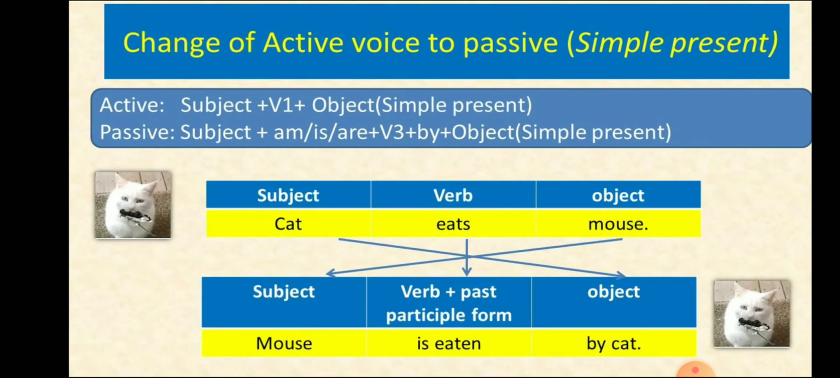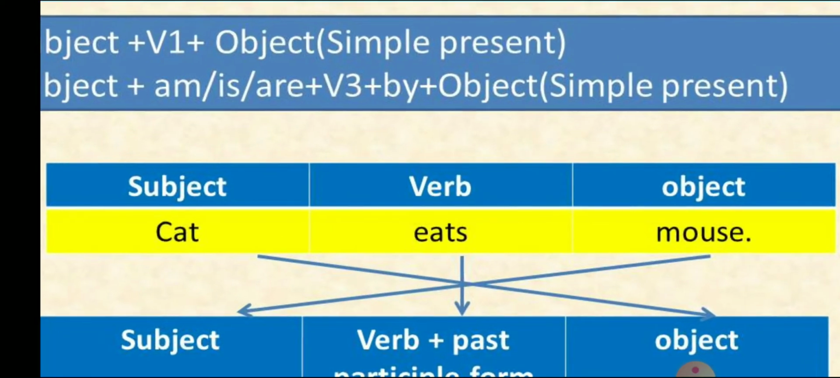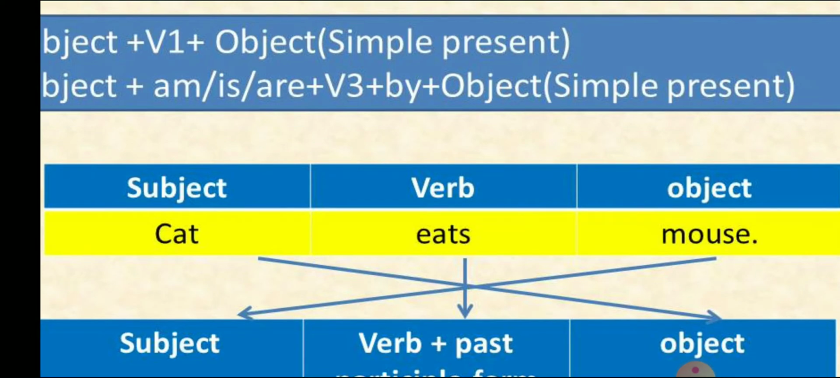So let us see simple present tense with an example. Cat eats mouse. First step is we have to identify the tense. How can we identify the tense? By looking at the verb. So what is the verb given here? Eats. So eats is a simple present tense. So it is the base form verb.